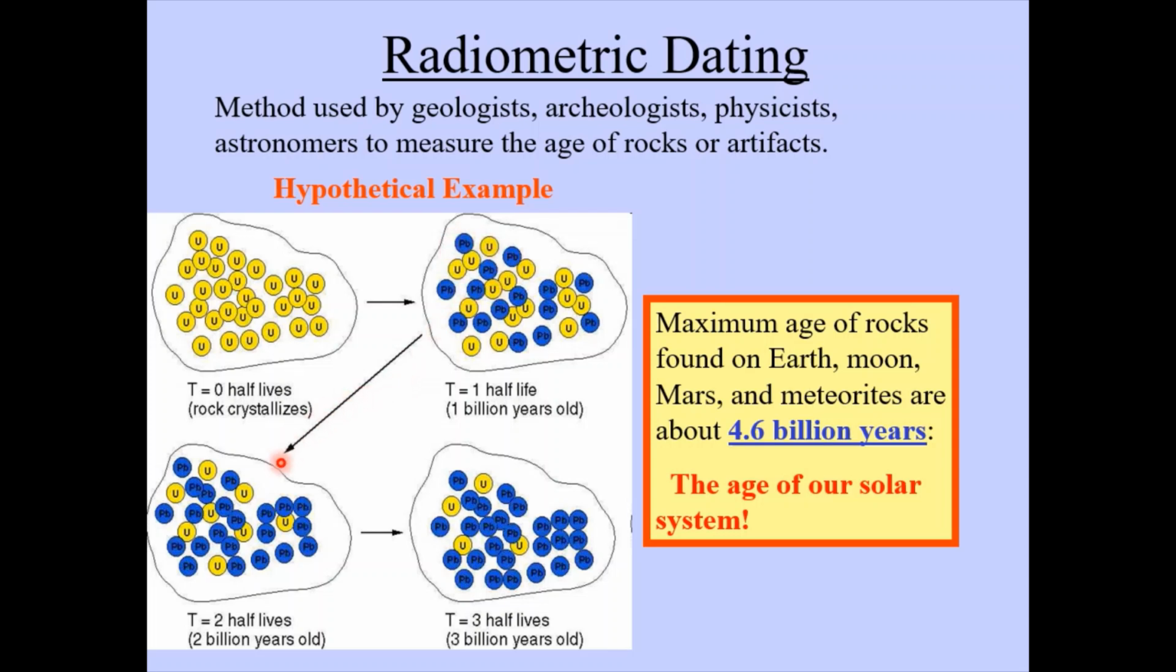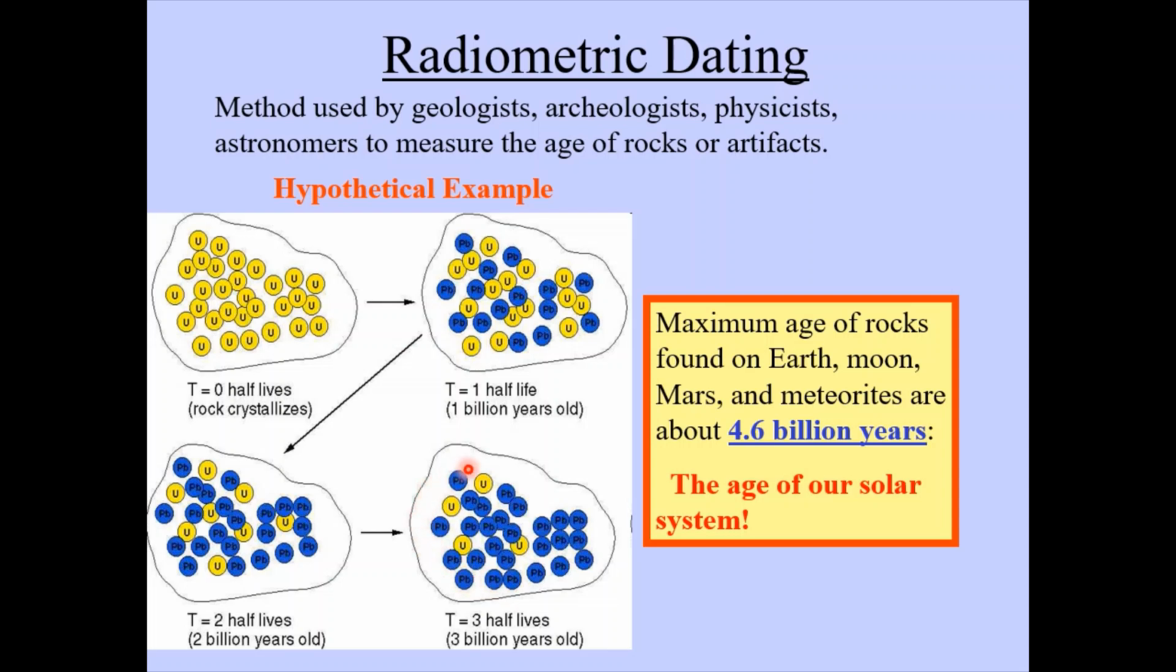Now, after another billion years, so after 2 billion years, if we were to find this rock, we would notice that the uranium is now only 1/4 of the original, because we lose 1/2 and 1/2 again. And 3/4 is the blue lead atoms. And then let's go one more half-life. So after 3 billion years, all that's left from the original population of uranium is 1/8 of the original number. The other 7/8 are all lead.